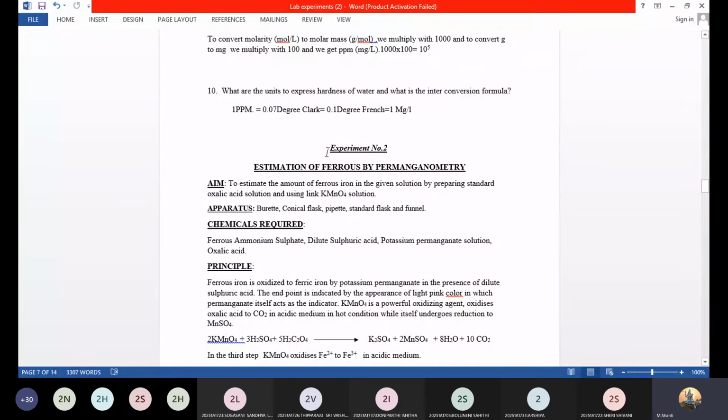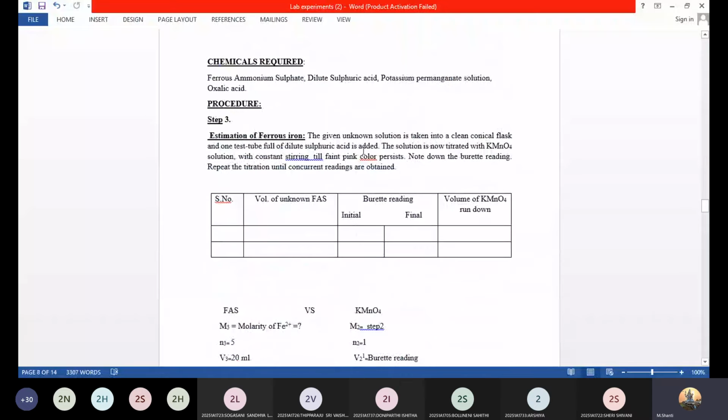So you are going to estimate how much ferrous is present in the given solution. For the titration purpose, you will be provided with the unknown solution. So what is that unknown solution? That unknown solution is nothing but ferrous solution. So here we are going to find out or estimate how much ferrous ion is present in the given solution. So for this, the procedure is like this.